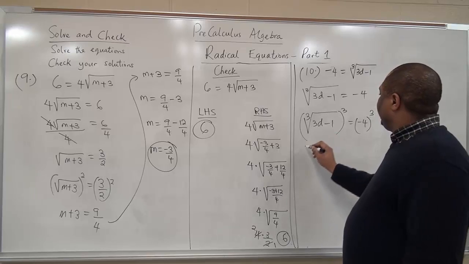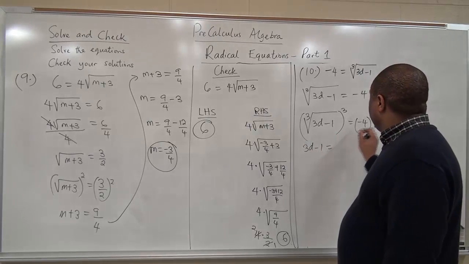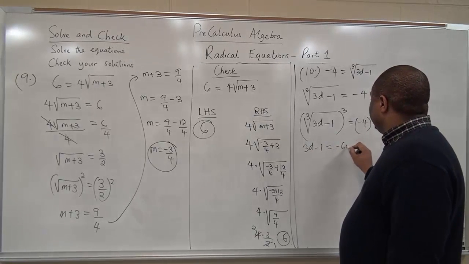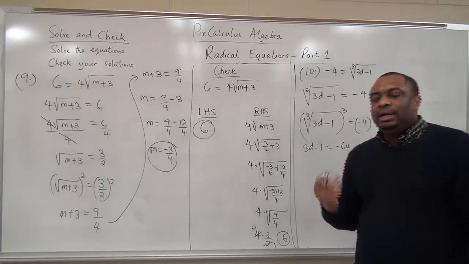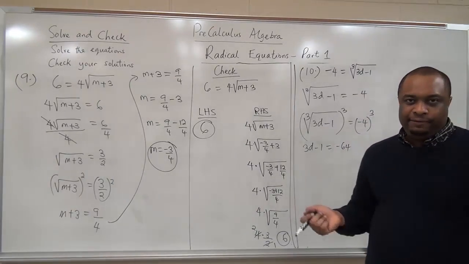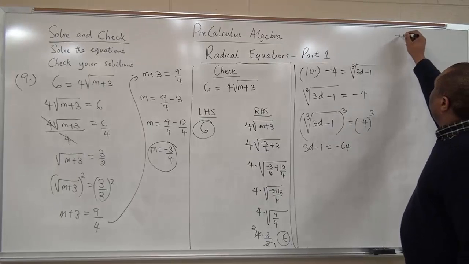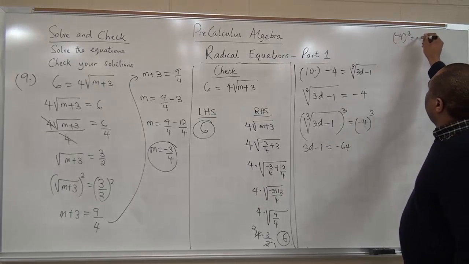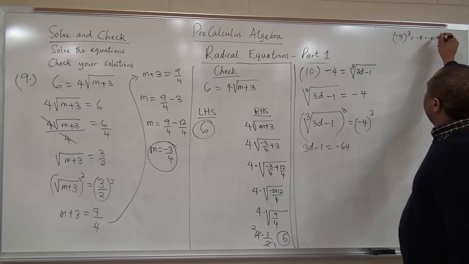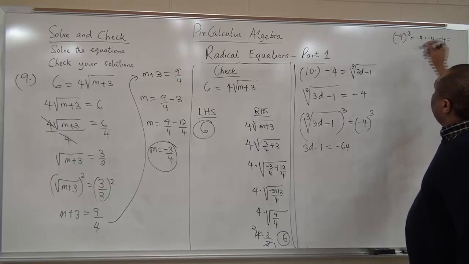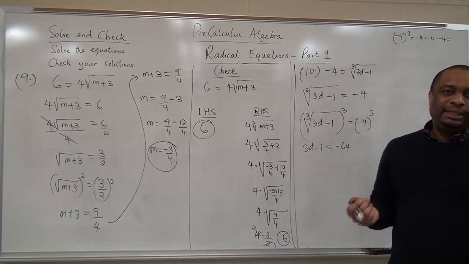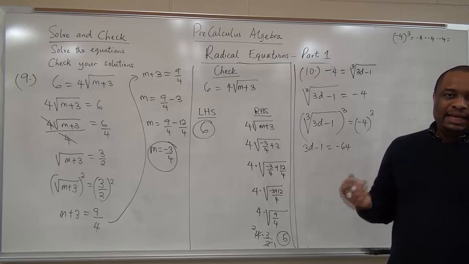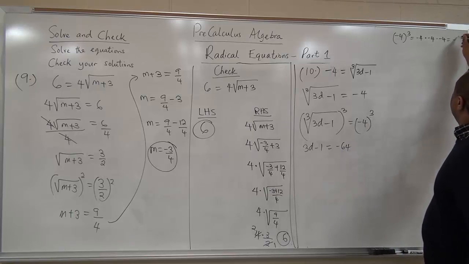So I now have that 3d minus 1 is equal to negative 64. Because negative 4 all cubed will be negative 4 times negative 4 times negative 4. Negative 4 times negative 4 is 16. 16 times negative 4 is negative 64.